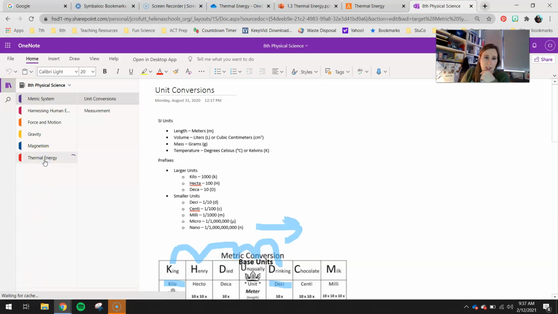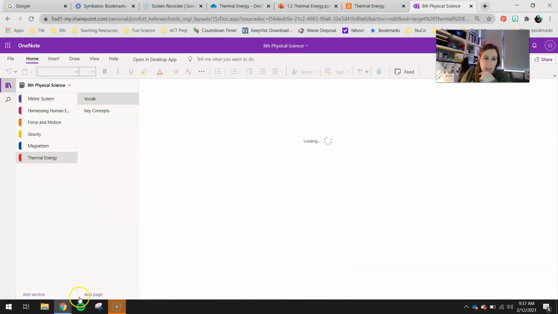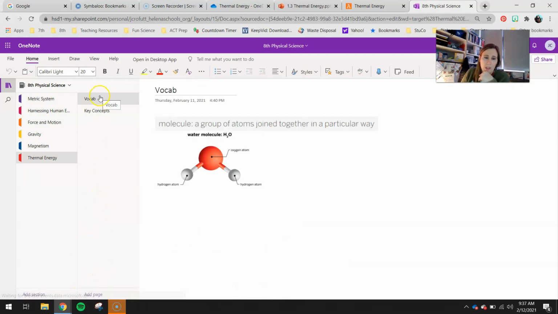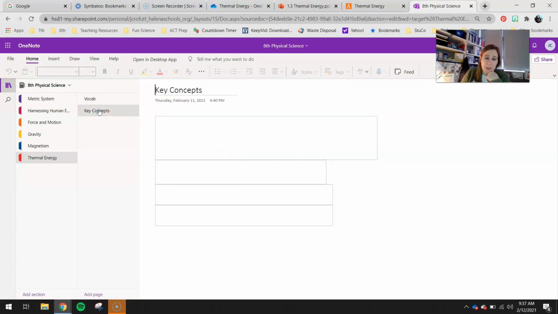And then in that, you guys will need 2 new pages. So again, as this loads, you'll see at the bottom, Add Page. You guys need to click it once because there's already a new page added for you. And then rename the first one Vocab, the second one Key Concepts.